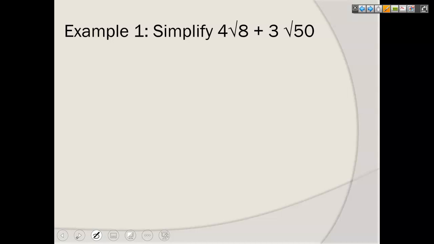Simplify 4 square roots of 8 plus 3 square roots of 50. So at first glance, you're like, those aren't like terms. I can't simplify that. However, 8 and 50 both contain perfect squares. So you have to actually simplify each term completely before you can determine if they are like terms or not. So 4 square roots of 8 is the same as 4 times 2 square roots of 2, because 8 is really 4 and 2, square root of 4 is 2. So 4 square roots of 8 is really 8 square roots of 2.